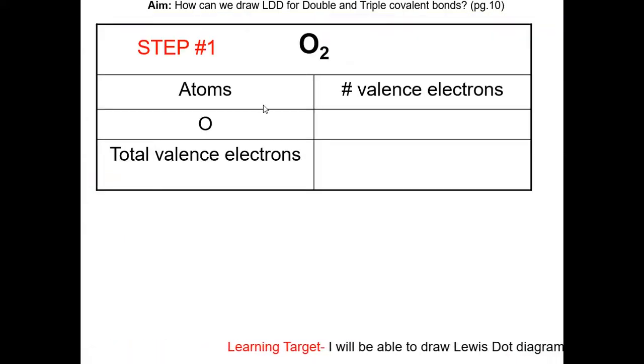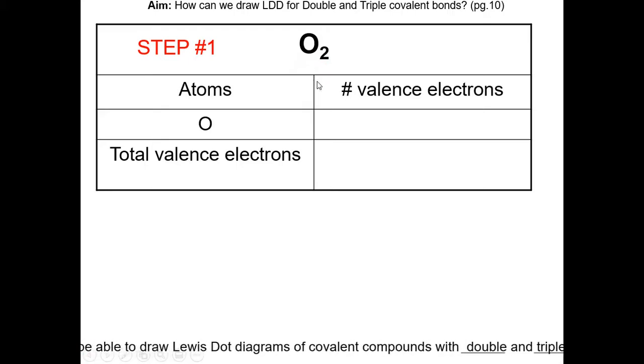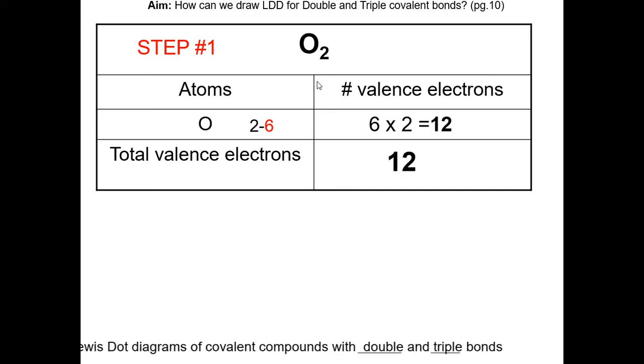I am going to use the same strategy from the previous lesson using method B. Method B is much better than method A when it comes to double and triple bonds. So step 1, we must first count the total valence electrons in O2. Each oxygen has 6 valence electrons, so since we have 2 oxygens, that will be a total of 12 valence electrons that are present in this molecule.